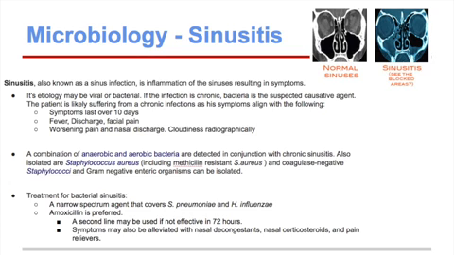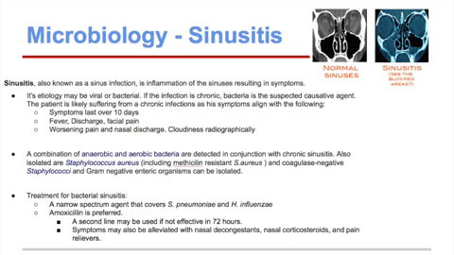The bacteria involved in this infection consist of anaerobic and aerobic bacteria, which were detected in conjunction with chronic sinusitis. Also isolated are Staphylococcus aureus, including methicillin-resistant Staph aureus, and coagulase-negative Staphylococci, and gram-negative enteric organisms can be isolated.